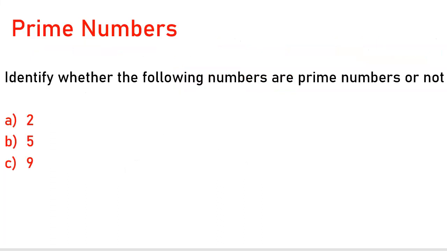Let us start with the definition of what prime numbers are. Prime numbers are numbers that have only two factors. So what that means is they are only divisible by 1 and itself. So in order to identify whether a number is a prime number or not, all you have to do is check whether that number has only two factors or more.